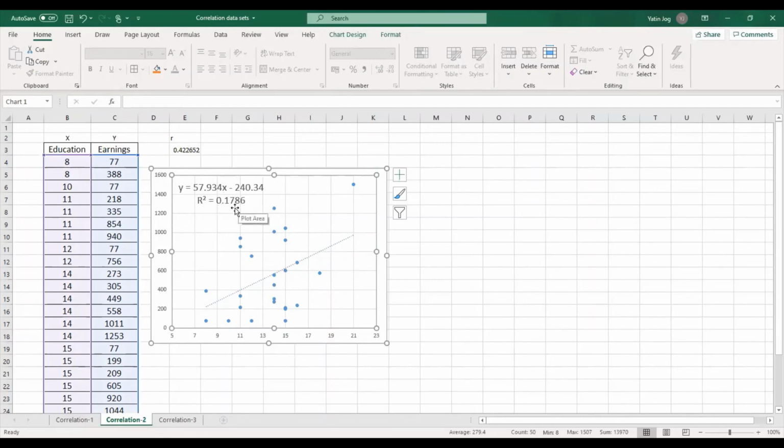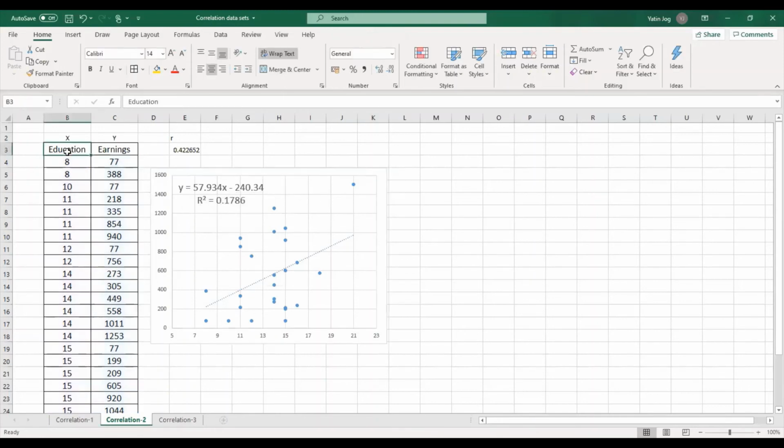What does that mean? That means only up to 17% of change in Y can be explained by X. So this also tells me that X is not a good predictor of Y. So only education is not a good predictor of earnings. Only education as a factor is not a good predictor of earnings. That is what I can come to know from this graph.